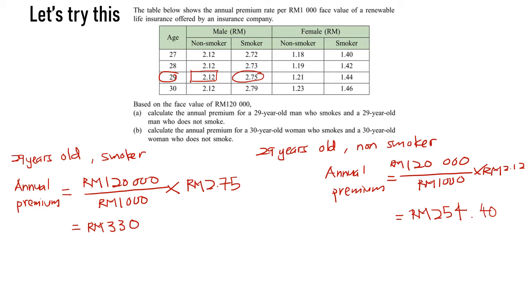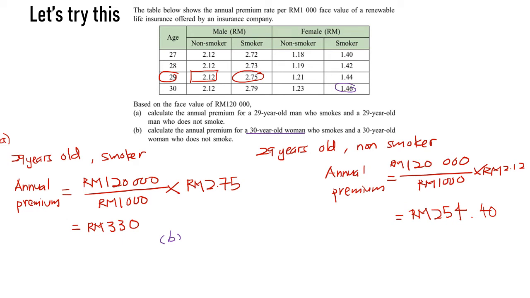So now let's look at question B. Okay, let me write down for A, and now let's look at question B, and I'm going to change the color to purple for question B. Calculate the annual premium for a 30 years old woman who smokes and a 30 years old woman who does not smoke. So it's also the same as what we did in question A. Let's try 30 years old who smokes.